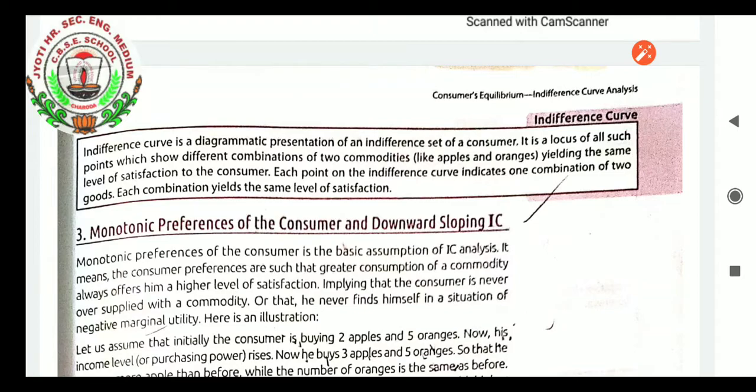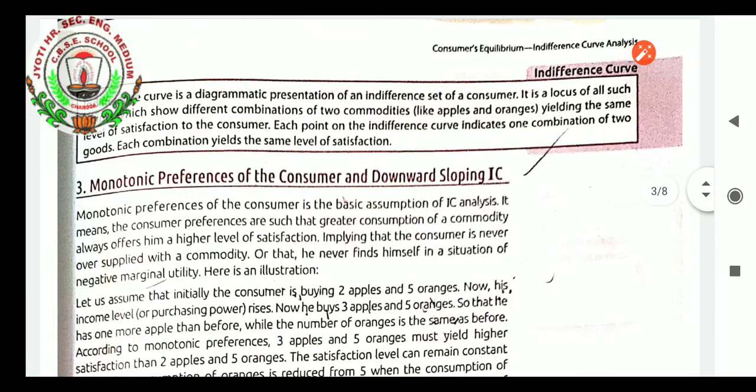It is a locus, as I already said, of the points joining the consumption of both commodities. It is the locus of all such points which show different combinations of two commodities, like apples, oranges and mangoes, yielding the same level of satisfaction to the consumer. Each point on the indifference curve indicates one combination of two goods, and each combination yields the same level of satisfaction. Now comes monotonic preferences of the consumer and downward sloping IC.